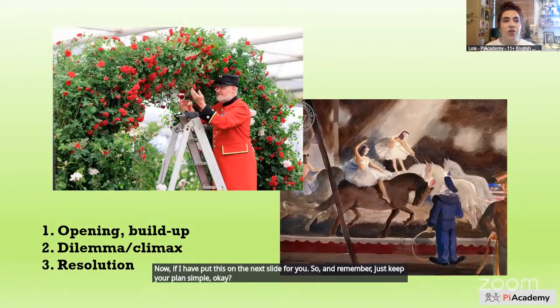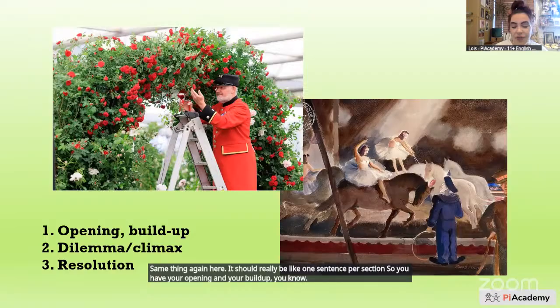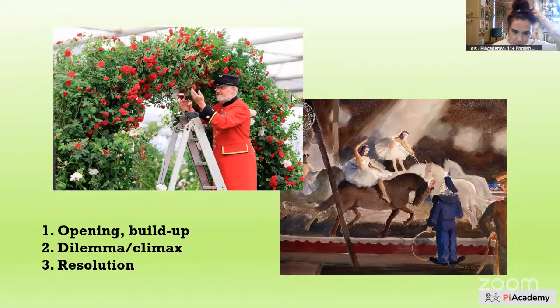Like with the description, we just wrote down what was going to happen, what we were going to focus on in each section. We did it very briefly. Same thing again here. It should really be like one sentence per section. So you have your opening and your build up, what's happening at the start, and then what is the problem that occurs, and then how does that resolve?